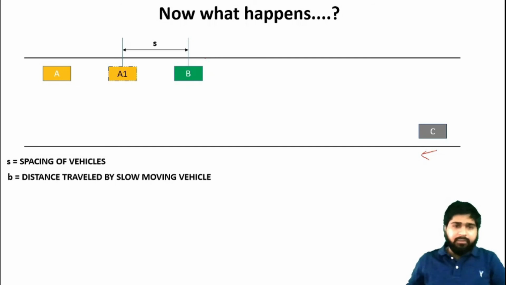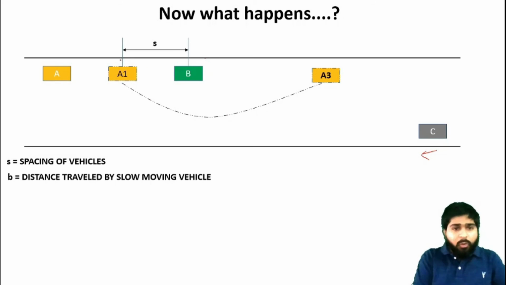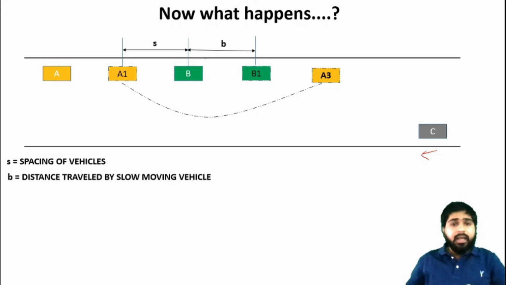Now he has to overtake the vehicle B. So he will overtake the vehicle B and will reach at the point A3. But the vehicle B is also moving at the same time. Though it is slow moving vehicle, it will also cover certain distance. And let us assume that while A1 will overtake B and reach at the point A3, B will also cover some distance and it will reach at the point B1. So the distance between B and B1 is called as small b, and this small b means distance traveled by the slow moving vehicle, which is vehicle B.